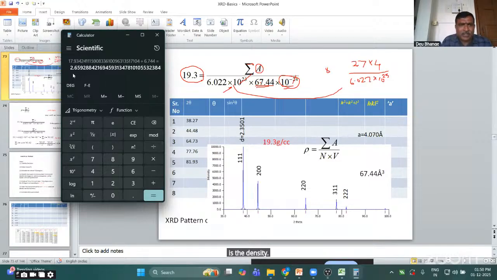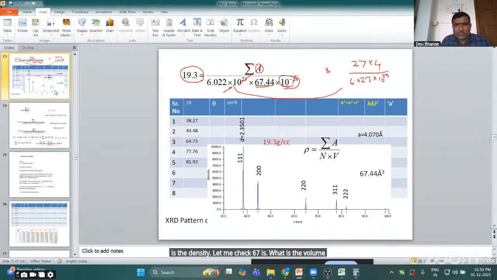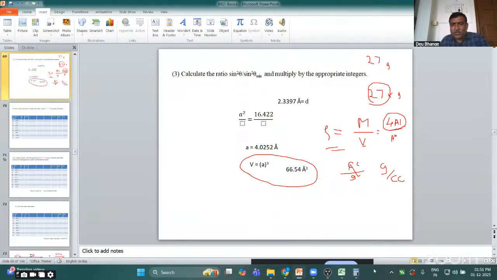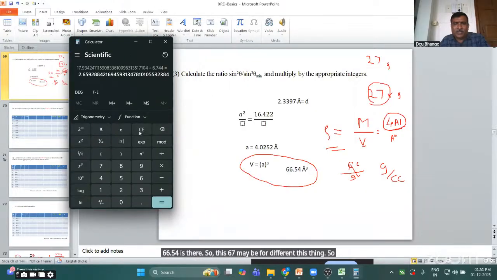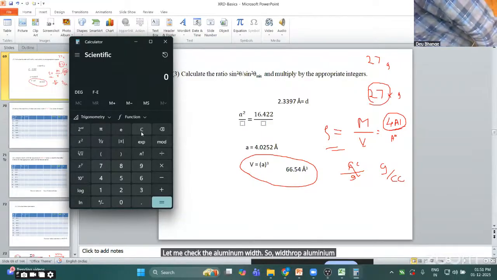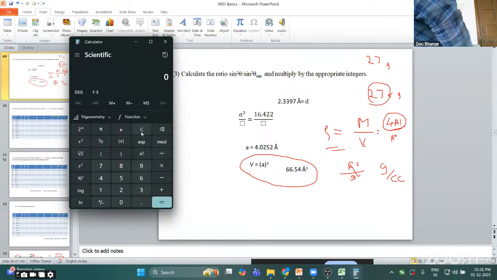2.659 is the density. Let me check. What is the volume of our system? 66.54 is there, so this 67 may be for a different value. Let me check the aluminum weight. The weight of aluminum is something like 27. It is not 28.9; it is 26.9, so 27.